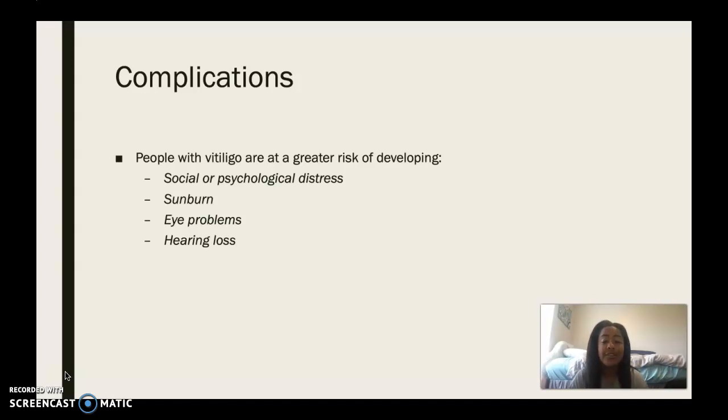So although vitiligo is a non-life-threatening disorder, it does affect many people's lives, and there's no cure. But there are many medications and therapies that will help people with this disorder.